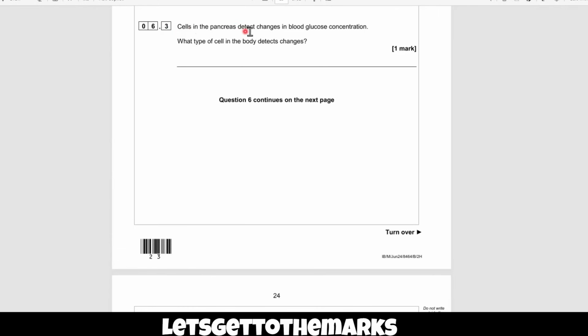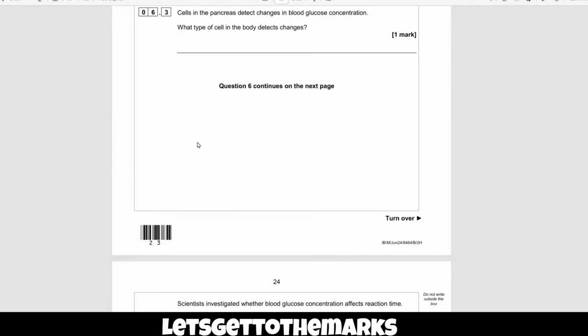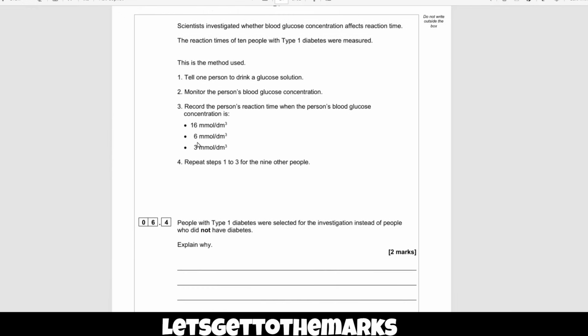6.3, cells in the pancreas detect changes in the blood glucose concentration. What type of cell in the body detects changes? Think about the nervous system. Which type of cell detects a stimulus? It begins with the letter R. It's a receptor cell. I know this wasn't about the nervous system, but we have receptor cells. They receive information and they detect changes in the environment.